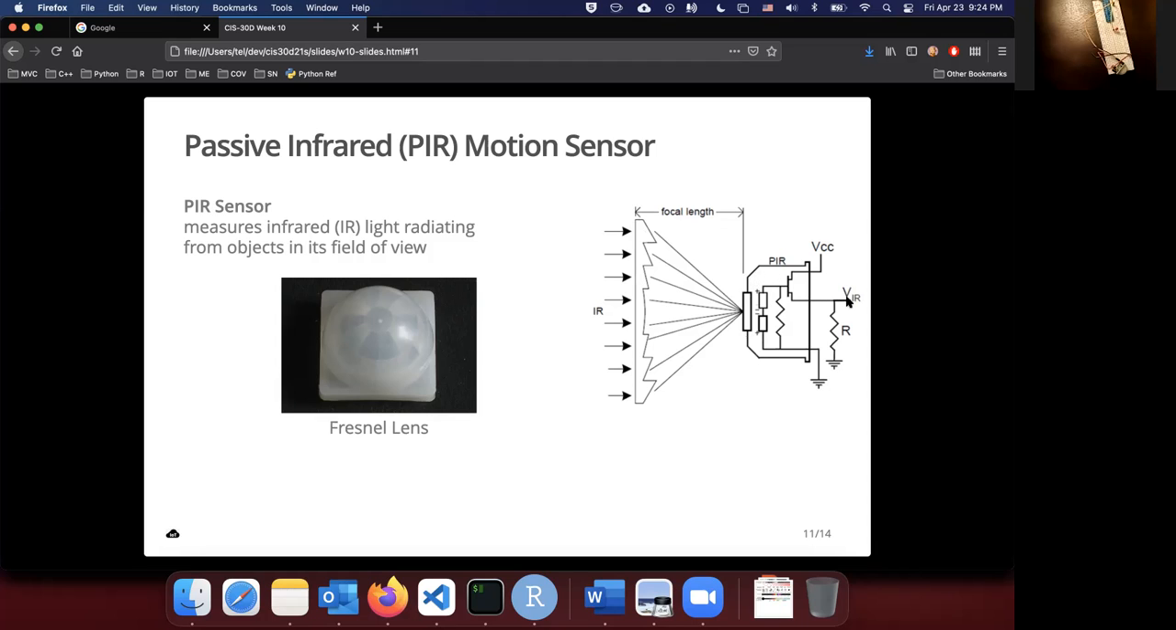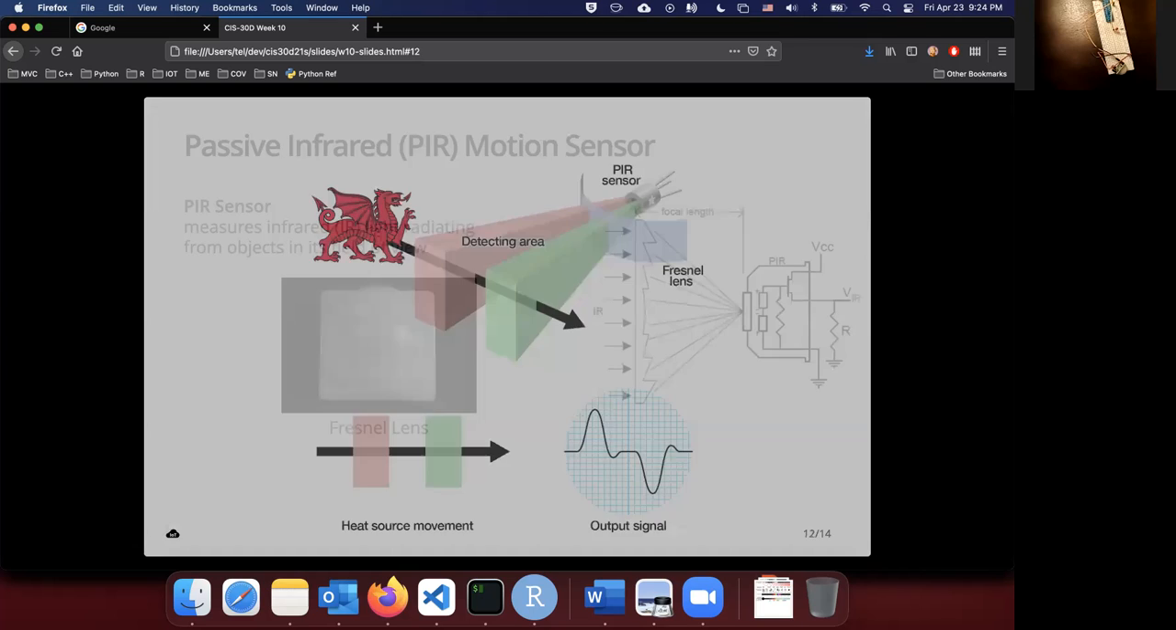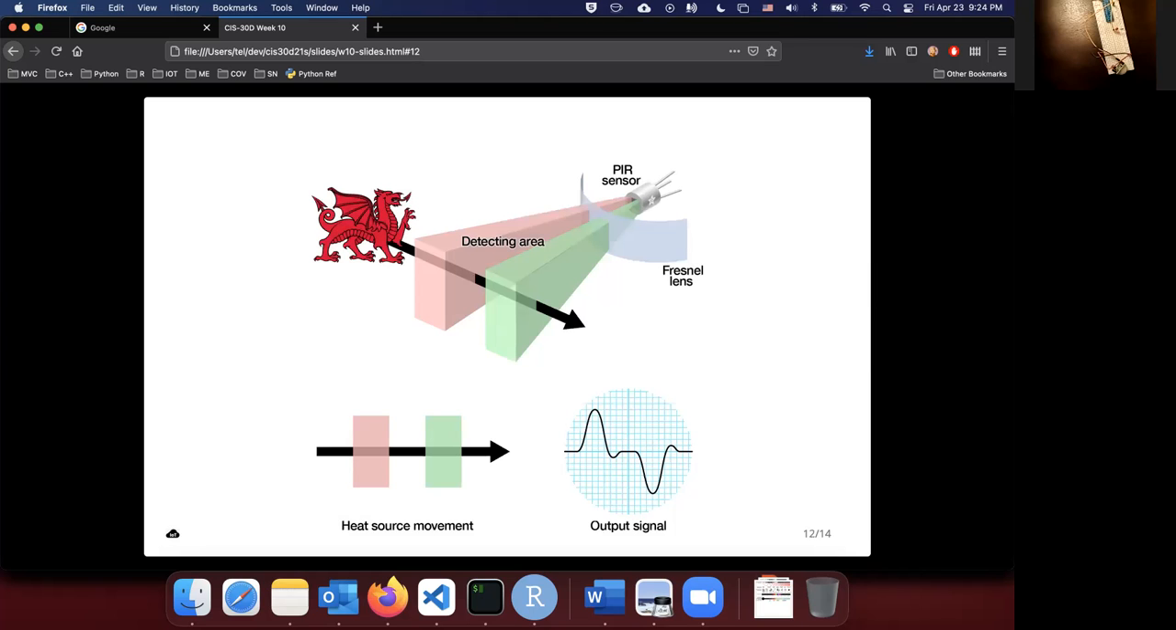Then we have a signal coming out of the PIR. The input power comes from the VCC, and it also has a ground. So you'll see this sensor has 3 leads: the power, the signal out, and the ground. It's able to detect the infrared light.